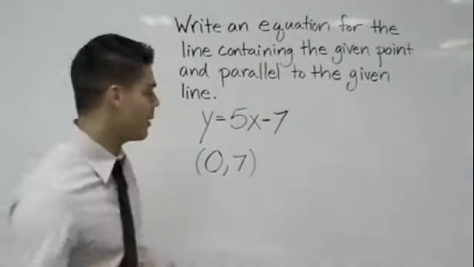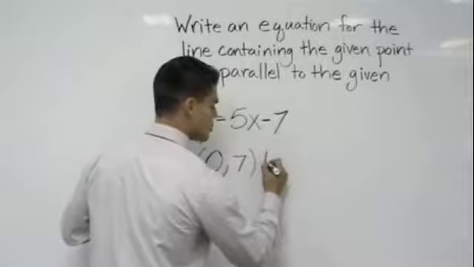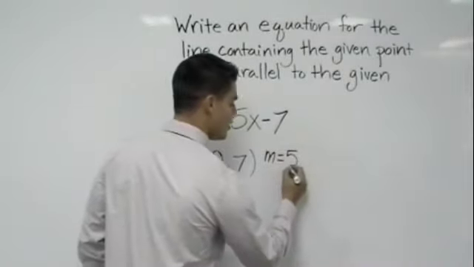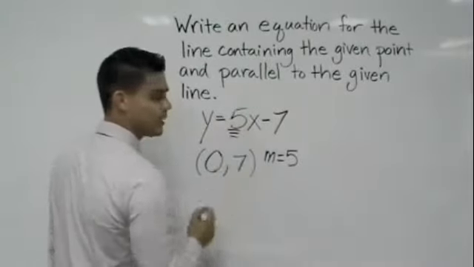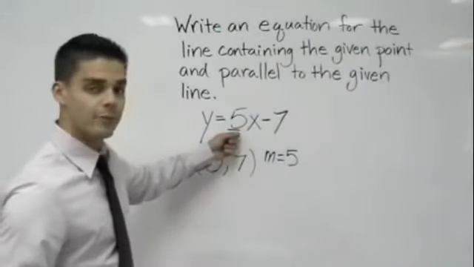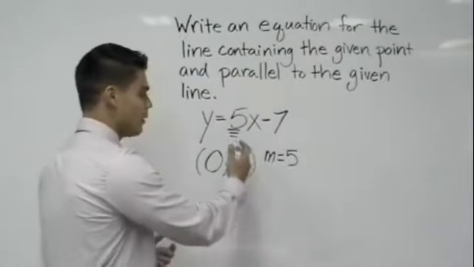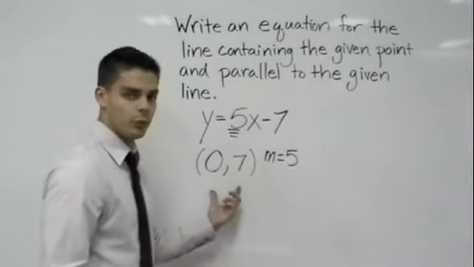Right away, I know that parallel lines must have equal slopes. So the slope of the new line is going to be 5. How did I know that? The slope of this line is 5. Therefore, I want my new line to have a slope of 5 because it must be parallel. And it's got to contain this point.